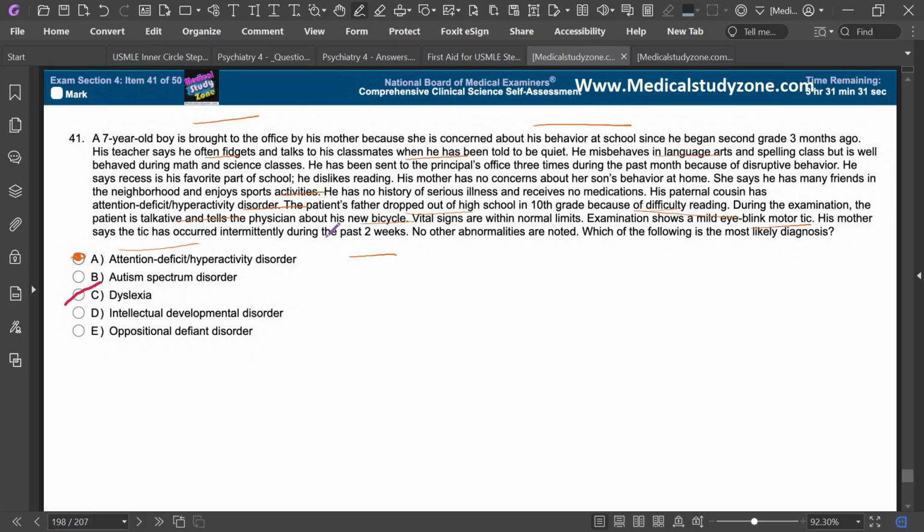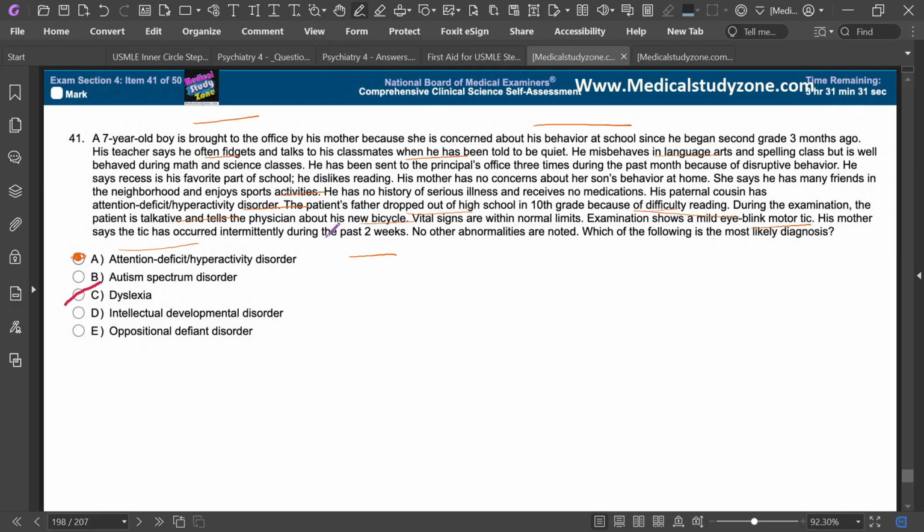He says recess is his favorite part of school. He likes reading. His mother has no concern about her son's behavior at home. She says he has many friends in the neighborhood and enjoys sports activity. He has no history of serious illness and doesn't take medication. His paternal cousin has ADHD. The patient's father dropped out of high school in 10th grade because of difficulty reading. During the exam, the patient is talkative and tells the physician about his new bicycle.